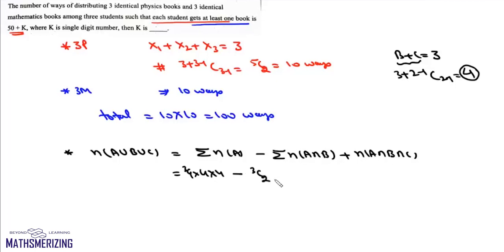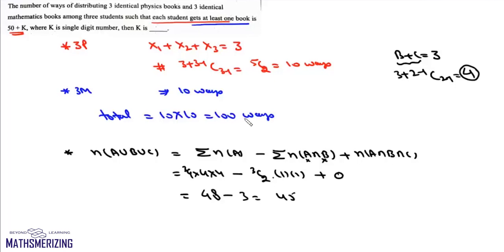Minus, now taken 2 at a time, so this is 3C2. Now books are not distributed to A and books are not distributed to B. So there is only one way. So it will be simply 1 into 1, and then plus A intersection B intersection C. So no book is given to A, B or C. So this is not possible. So the total number of ways in which at least one child doesn't get any book is 16 into 3, 48, minus 3, which is 45.